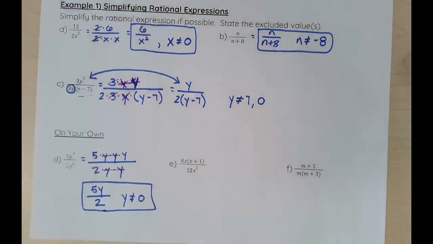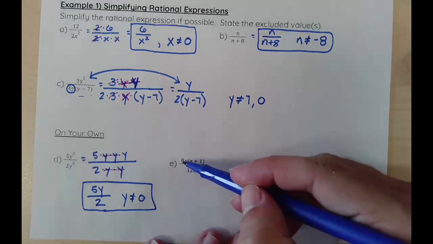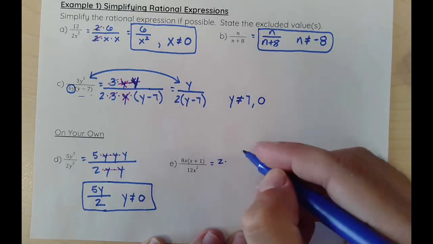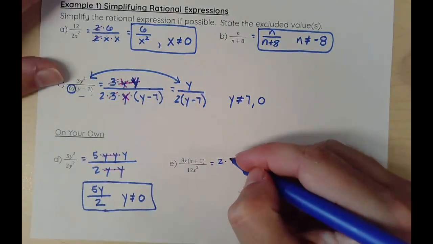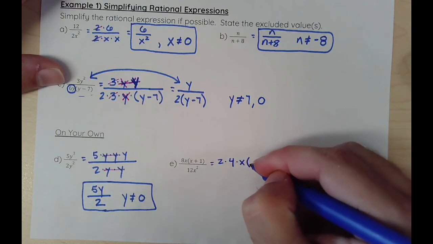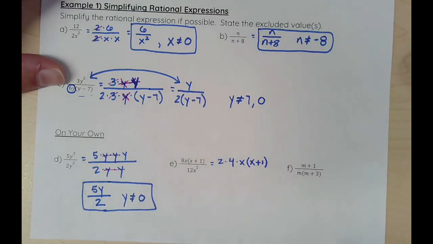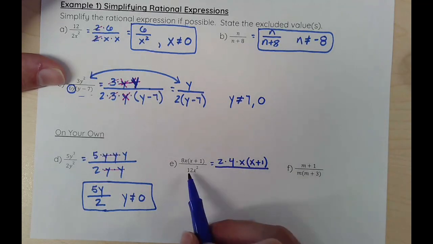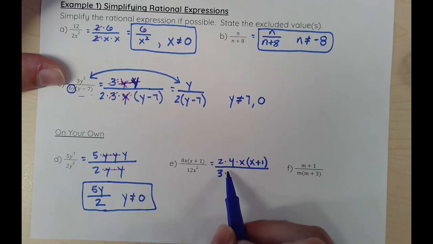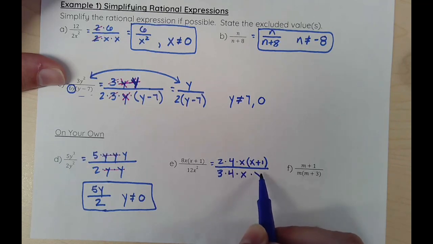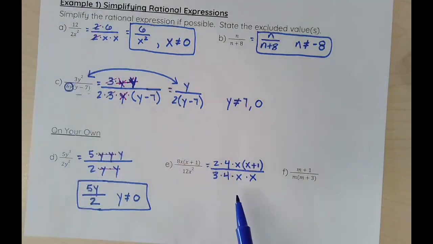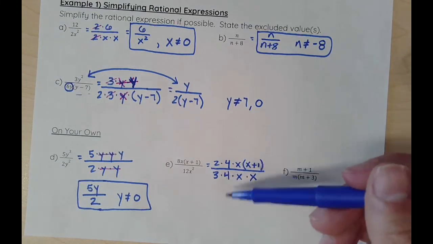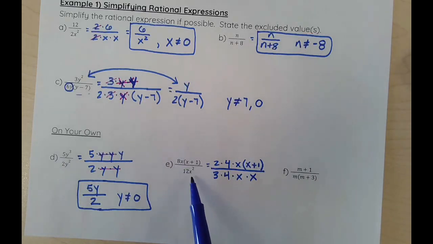Looking at E. 8x, I can actually rewrite that as 2 times 4 times x, and then x plus 1. And then in the denominator, I can write this as 3 times 4 times x times x. Now, if you're wondering why I did 8 as 2 times 4, not 8 times 1 or anything like that, I'm trying to think what's going to cancel out. So I'm looking at the 8 and the 12 and saying, what can I divide them both by? And I can divide them both by 4. And you could do that without this rewriting process.